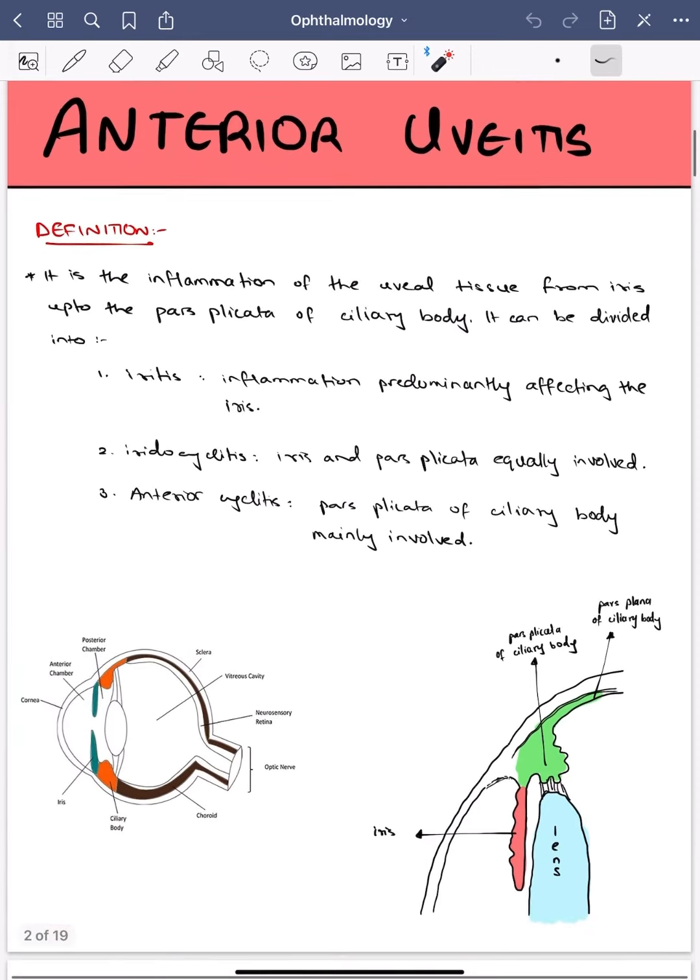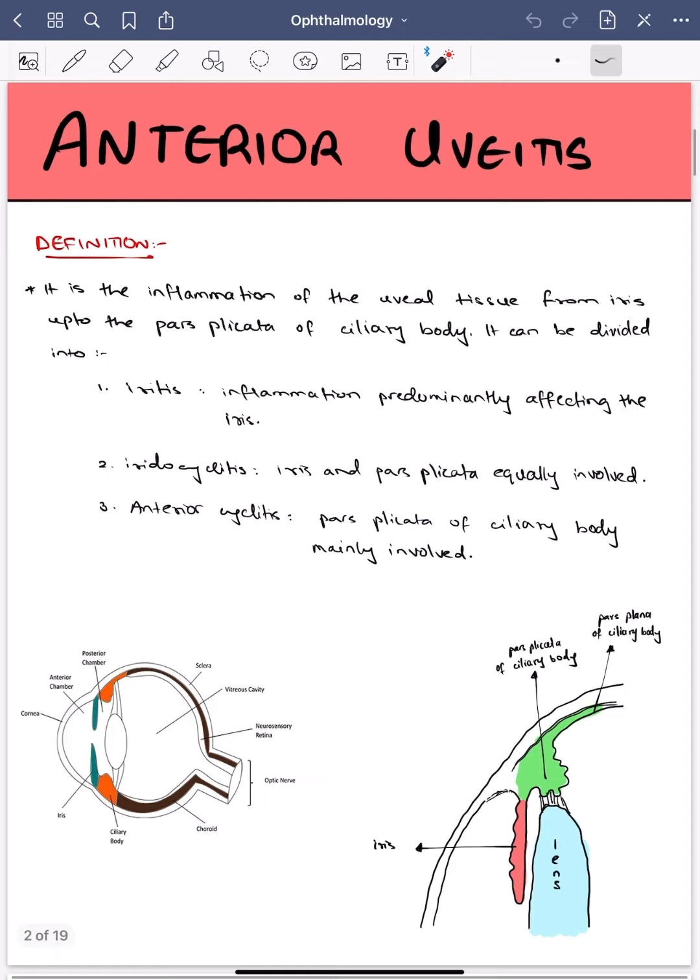Okay, now let's look into the definition of anterior uveitis. Remember, we're discussing anterior uveitis, also known as iridocyclitis. Note the definition. It is the inflammation of the uveal tissue from iris up to the pars plicata of the ciliary body. Now, it can be divided into iritis, that is the inflammation predominantly affecting the iris, or iridocyclitis, that is the iris and the pars plicata of the ciliary body are equally involved, and finally anterior cyclitis, that is the pars plicata of the ciliary body is mainly involved.